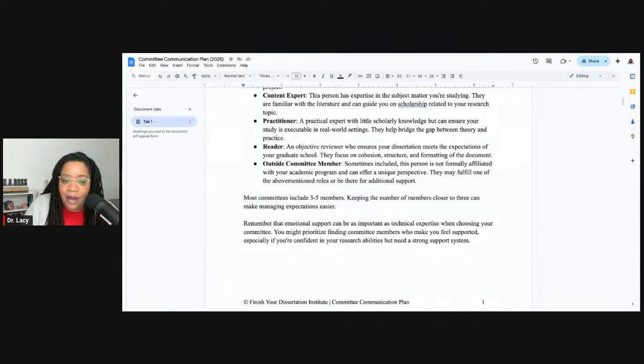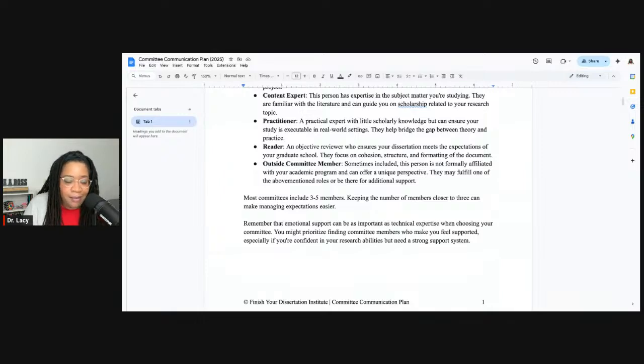When I think about myself, my outside person was someone who used to be faculty in the program, but they had moved on to another institution. And so I just had to do some paperwork. Usually, if you're working with someone who's outside of your program or your institution, there are a few forms you need to complete for the graduate school, just making sure this person is who they say they are and that they have a clear role on your committee.